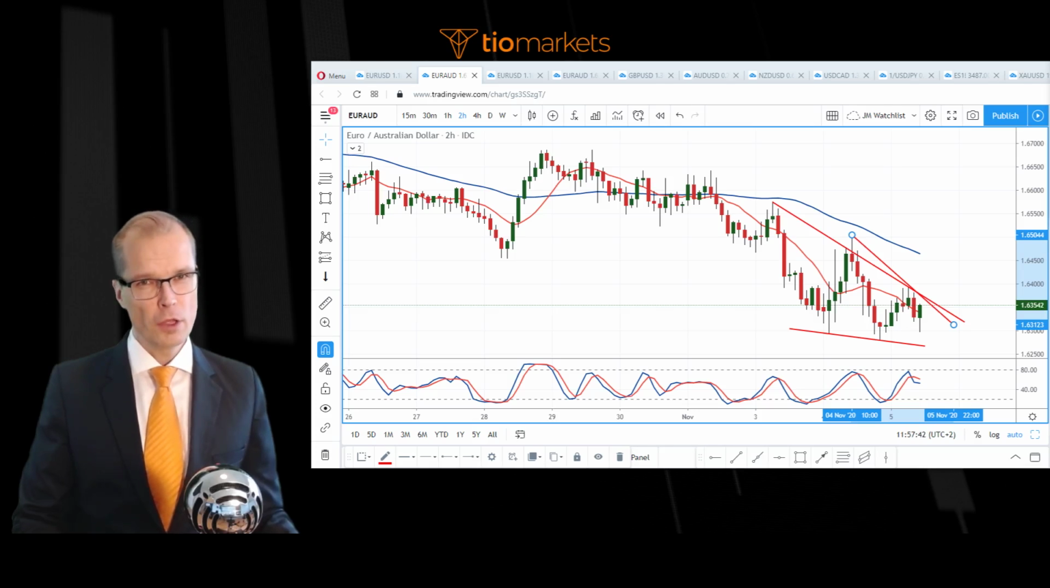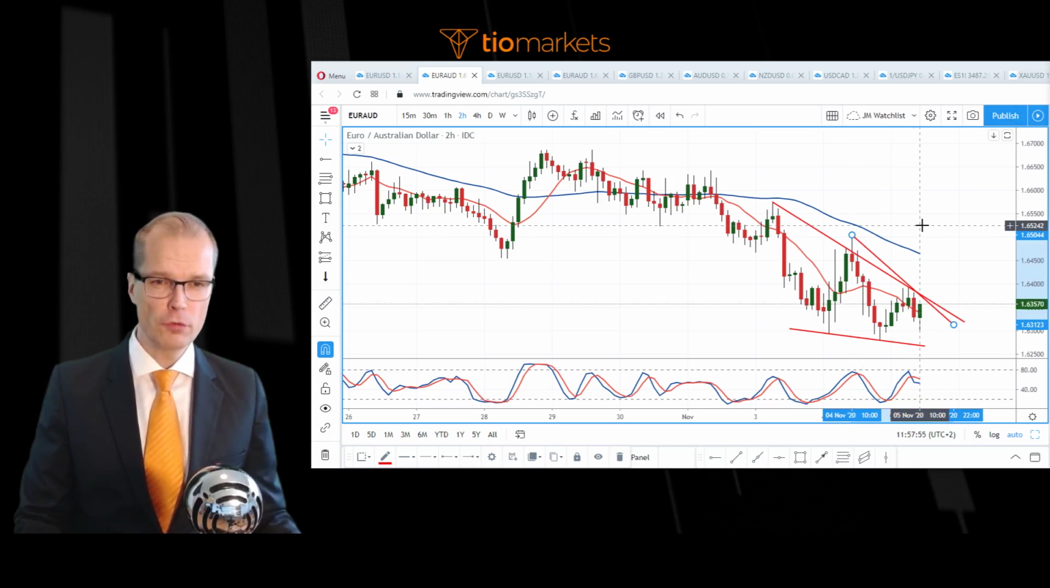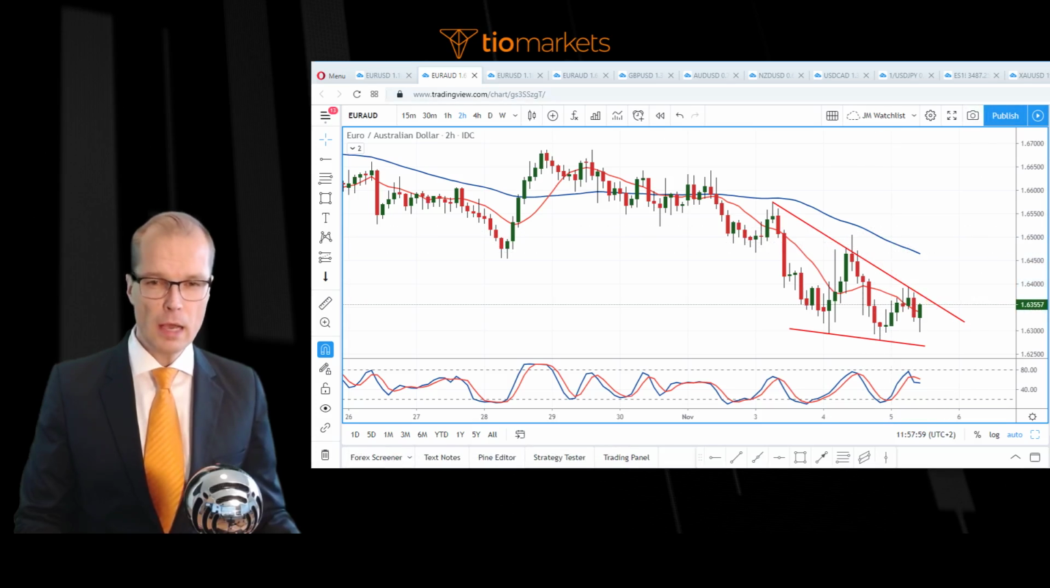Okay, here we have Euro Aussie in 2-hour time frame. As you can see, whichever way you draw the trend lines, we have a bullish wedge forming here. So I'm going to take the other one off now just for the sake of clarity, but I think this is a situation where we have buyers coming in slowly into this market. That's why the lower end of the formation is approaching this downward sloping trend line.